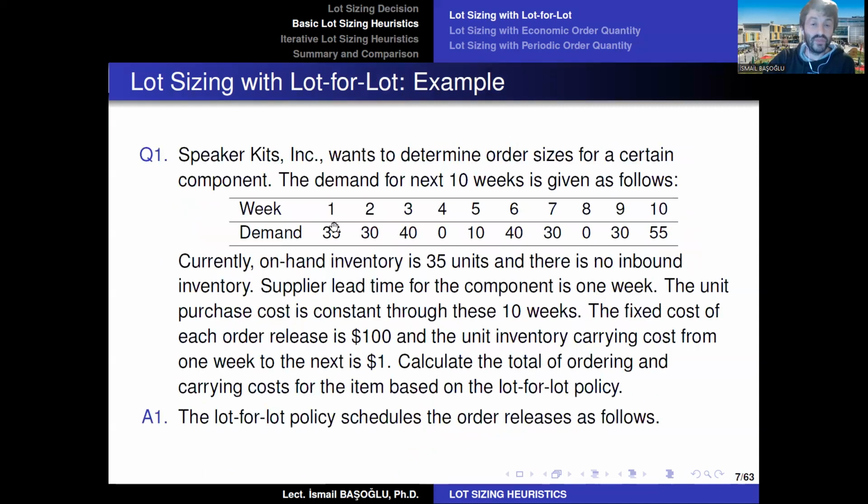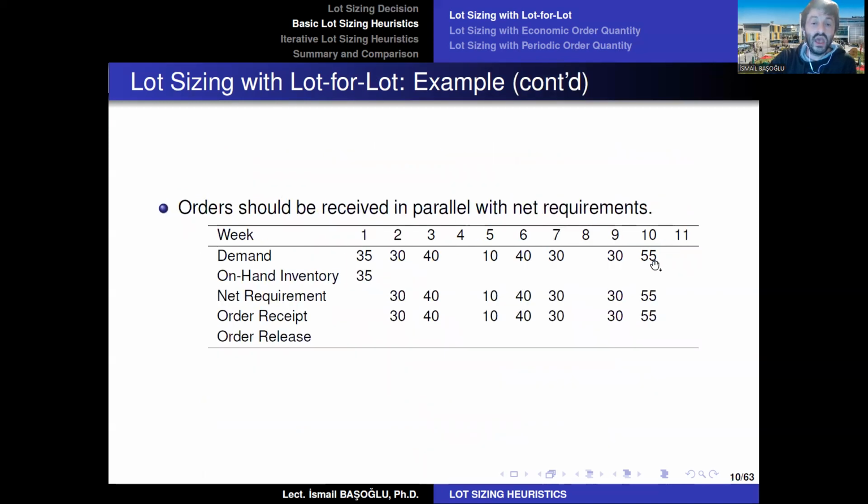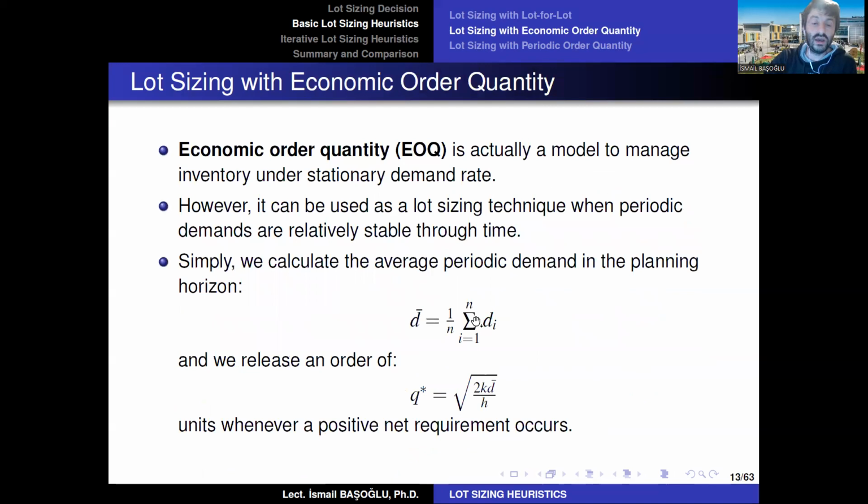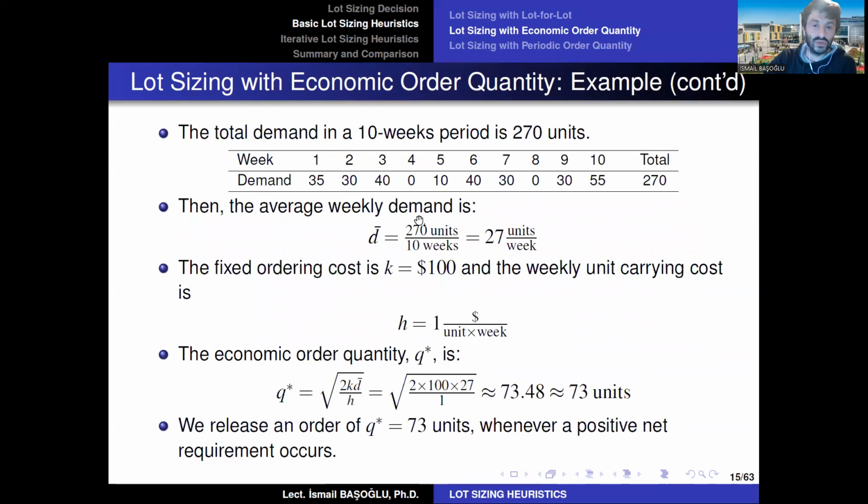In the original problem, we have the demand which changes dynamically from period to period in the following 10 weeks. So we can easily calculate the average demand per period by summing up all these demands for the 10 weeks, and after summing those up, we divide it by the total number of periods in our problem. Here, the summation for this problem is going to be equal to 270, as you can see. And when we divide it by the number of weeks, the average weekly demand will be 27 units per week.